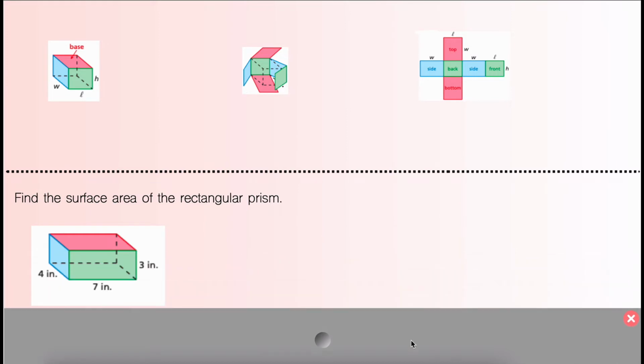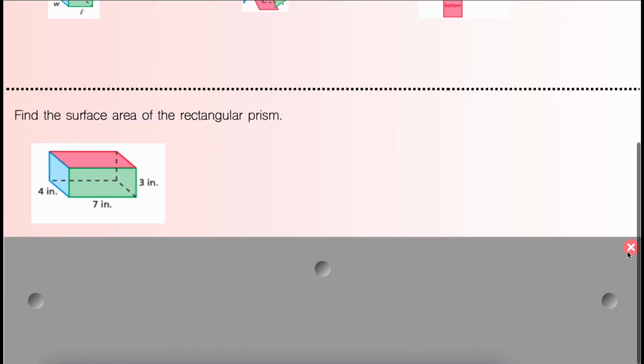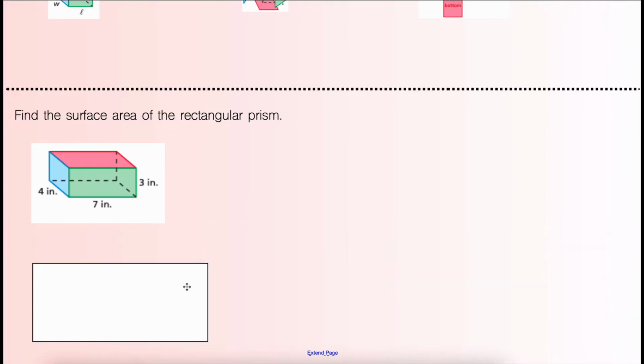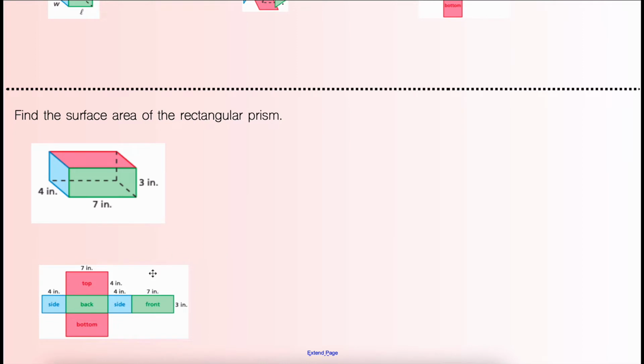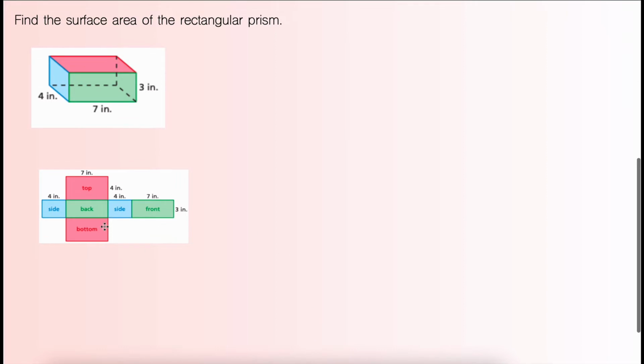So the first question says, find the surface area of this rectangular prism. If you can draw the net, woohoo! I cannot come up with this net on my own very well. So while this is the net, and I'll leave it there for a moment so you can see it, I would say step one is draw what I call a deconstructed net.